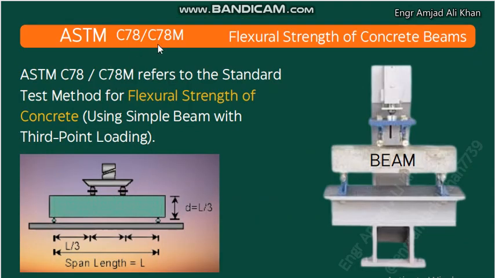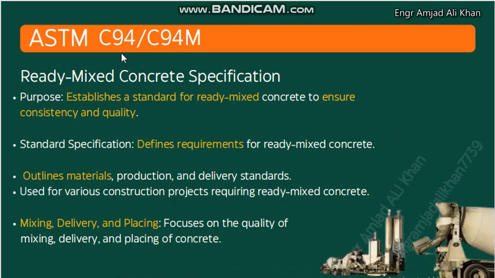Okay, ASTM C78. ASTM C78 refers to the standard test method for flexural strength of concrete using a simple beam with third-point loading. This is the beam, this is the compressive strength machine, and these are the third-point loads, 1 and 2, and between the two of them is 3. Third-point loading: clear span divided by 3. This is our C78.